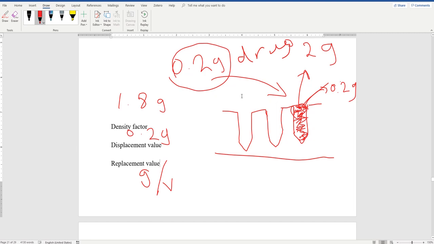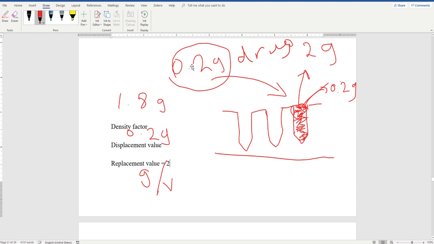For example, let's say I added here 0.2 gram, and this 0.2 gram removes 0.1 gram. That means the two have the same volume: the 0.2 gram and the 0.1 gram have the same volume. Again, if I add 0.2 gram of the drug, and this results in displacing 0.1 gram from the base, then the displacement factor or density factor will be 0.2 divided by 0.1. So the answer will be 2. What is the unit? It has no units, because it is weight divided by weight.